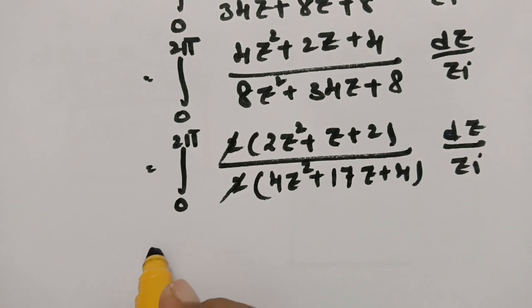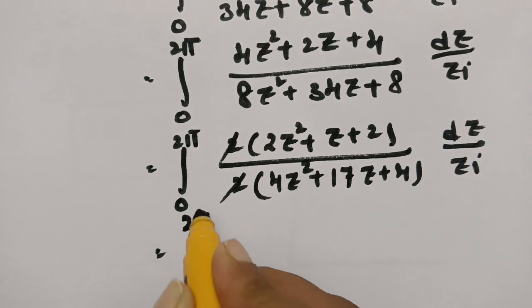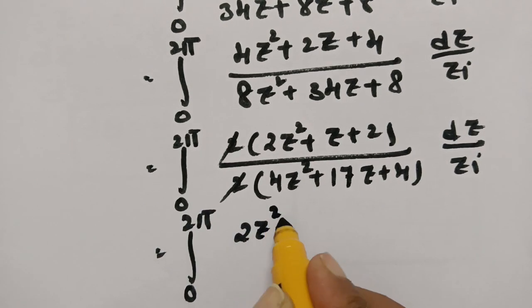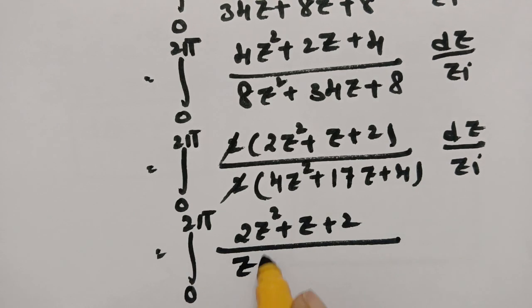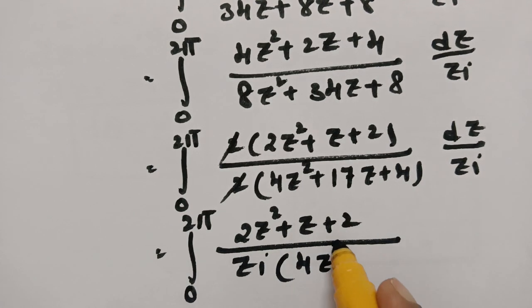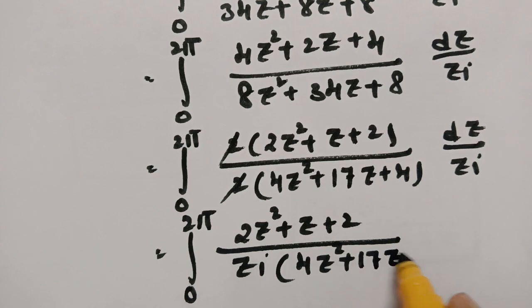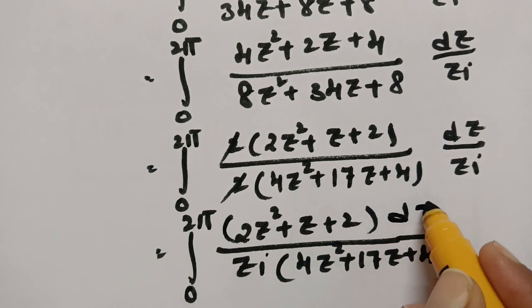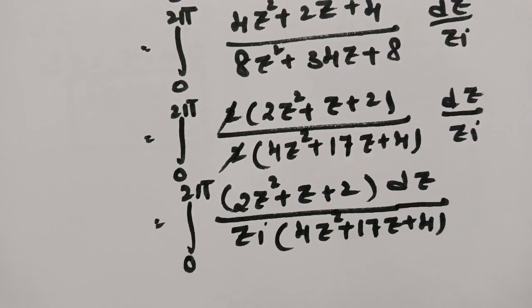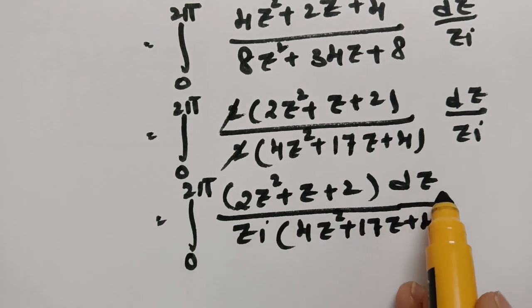Clear? So this is the integral from 0 to 2π of (2z² plus z plus 2), divided by z into i into (4z² plus 17z plus 4), into dz. So what is our f(z)? The integral of f(z) dz.